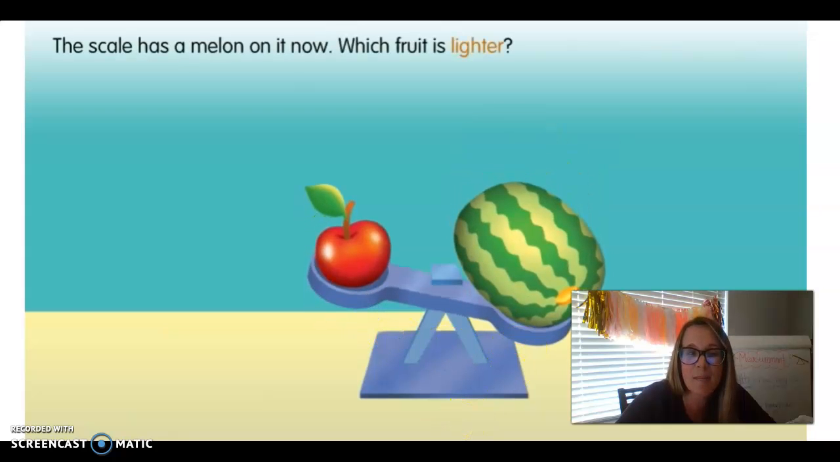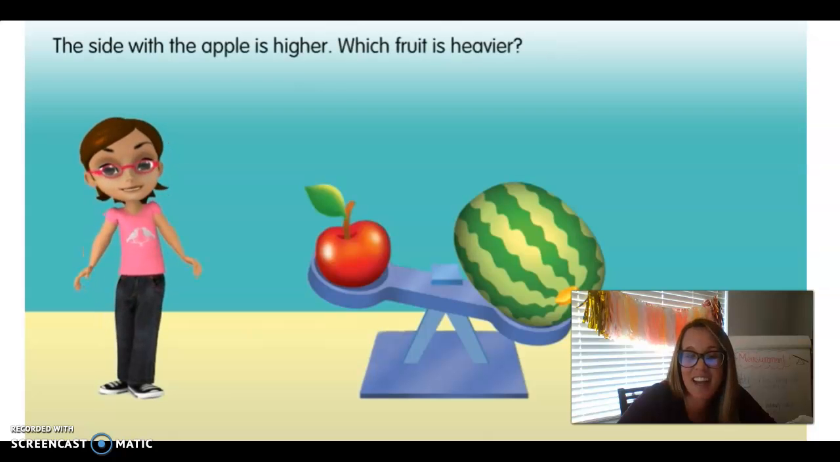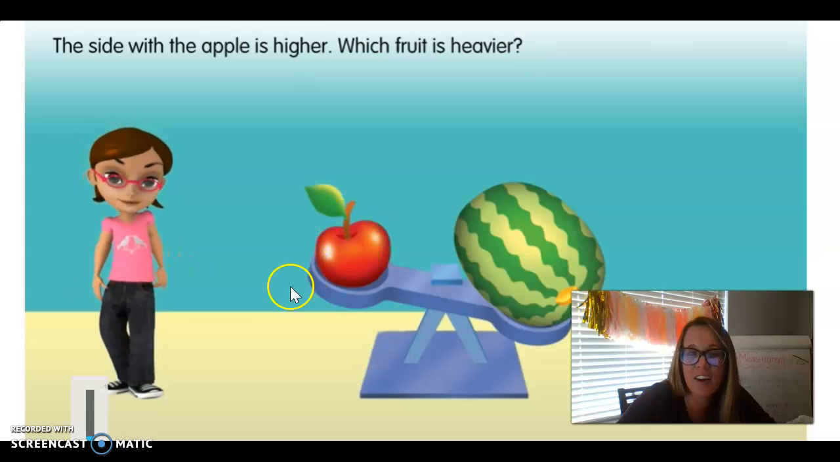The scale has a melon on it now. Which fruit is lighter? So what's lighter, the apple or the melon? The apple is lighter. How do you know the apple is lighter? Looking at where it's positioned on the scale, how do you know the apple is lighter? The side with the apple is higher.